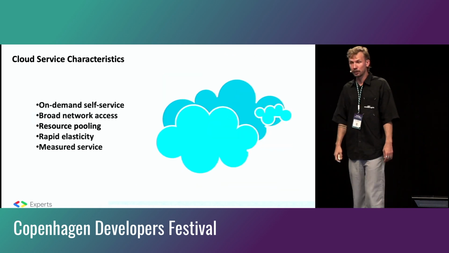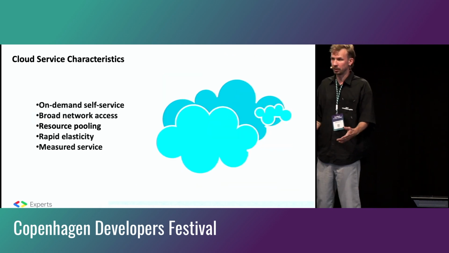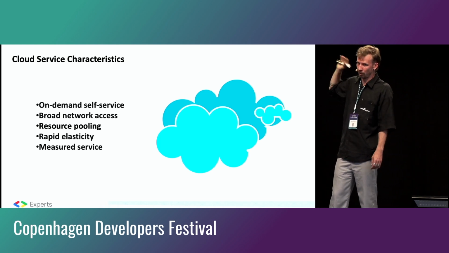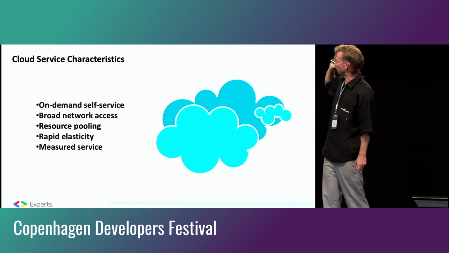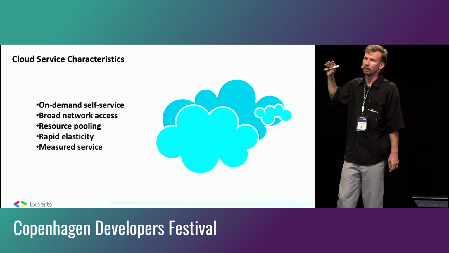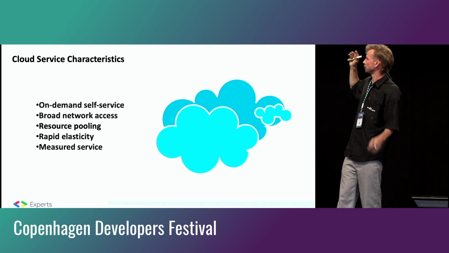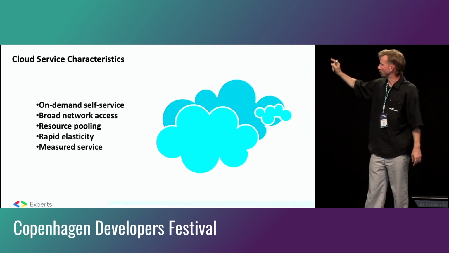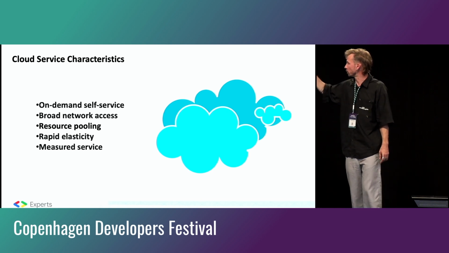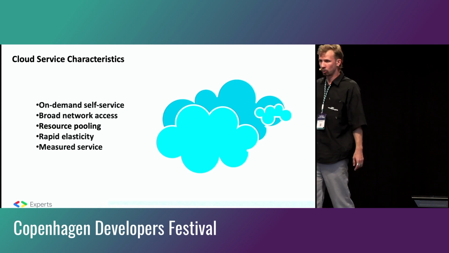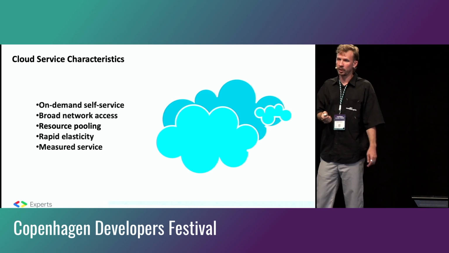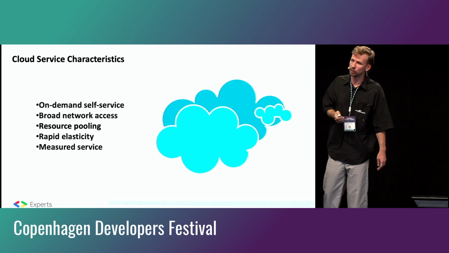And what exactly does cloud service mean? If you take a look at the Wikipedia page, there are five things that tell you there is a cloud service. The service should be on demand, should have broad network access, resource pooling, rapid elasticity, and measured service. Pay only for what you use.